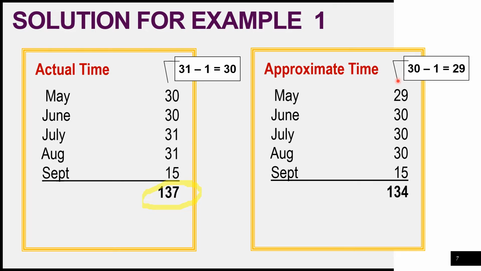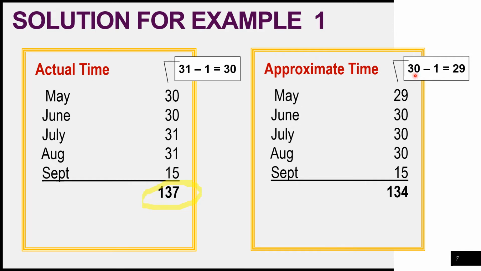Now, let's illustrate. For the month of May, we only have 29 here. It's because, just like what I have said, the number of days for approximate time is only 30, regardless of how many days are there in that month. So meaning, the number here should always be 30, whatever the month is.